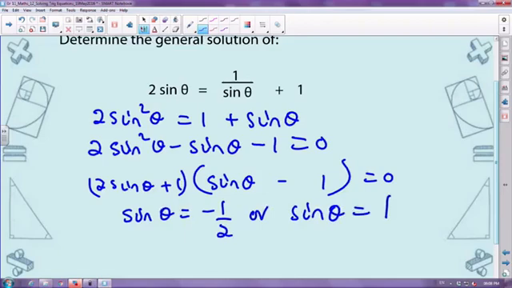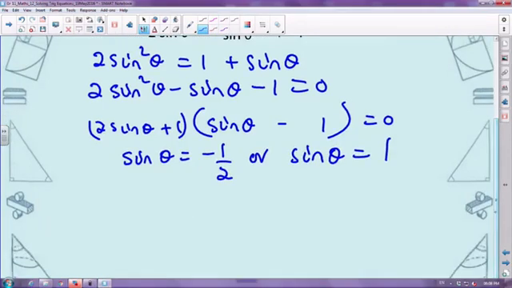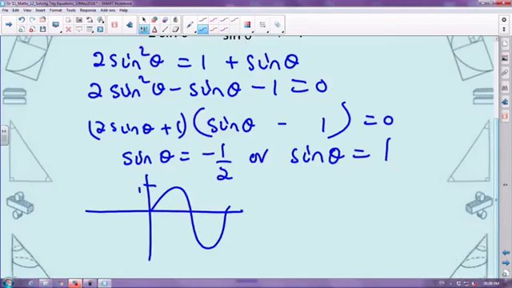Now, here, you can either use your graphs, okay? Right, this is a graph of sine. You know that sine theta equals 1, you'll be having it there at 90 and so forth. Or you get your key angle and so forth. And then if you look at sine theta equals negative half, it will be somewhere there, right? So you'll be having 2 parts.